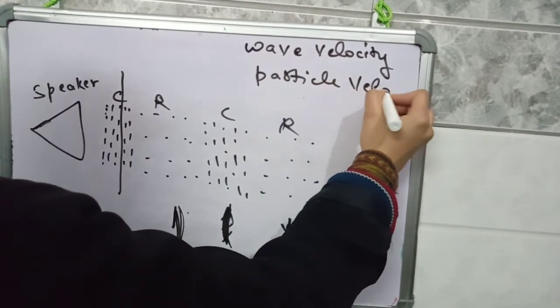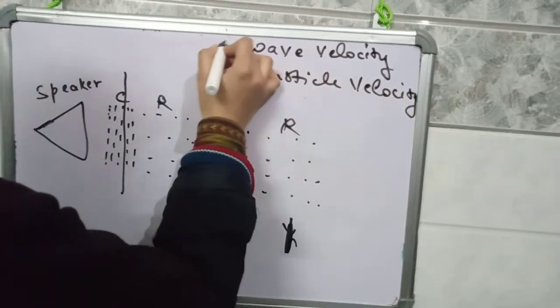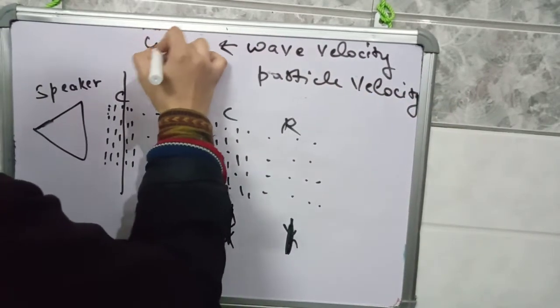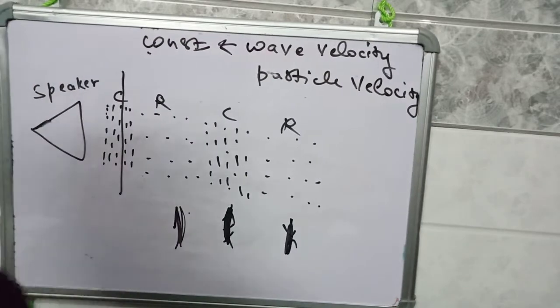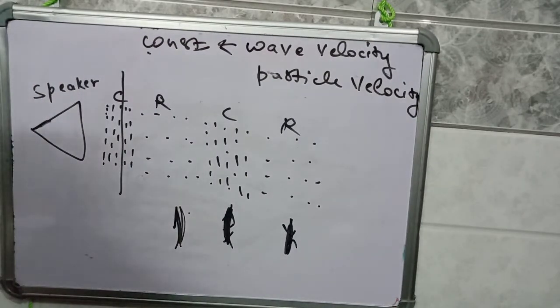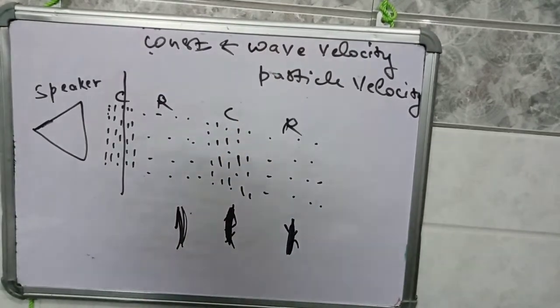Particle velocity will be different at different times, but wave velocity will always be constant. The velocity with which a wave travels is different from the velocity of the particles with which they vibrate about their mean position. They are not equal; they are different from each other. The wave velocity will always remain constant in a medium, while the particle velocity changes every time because of its vibration about the mean position.